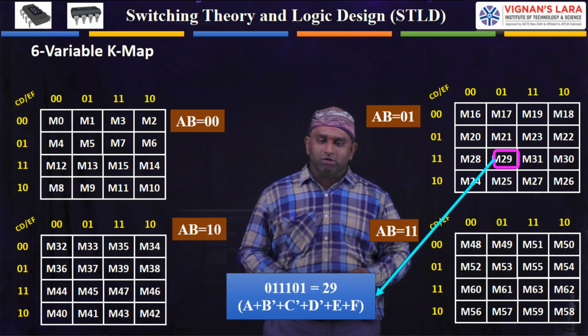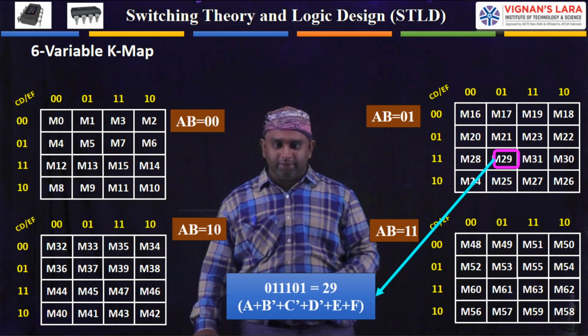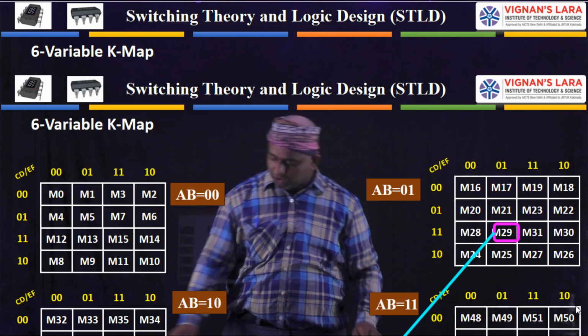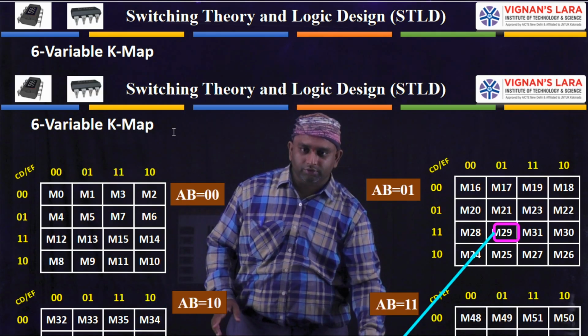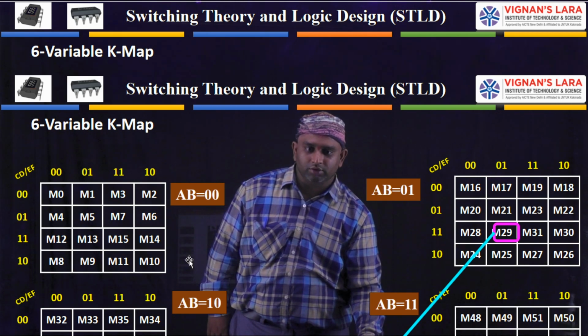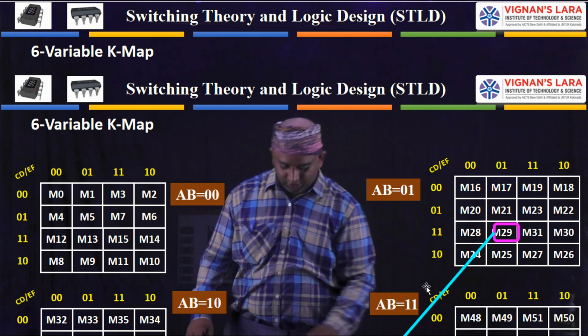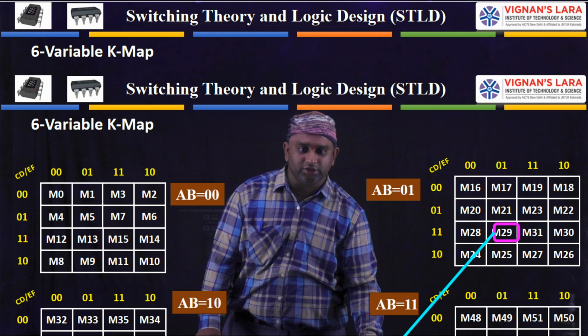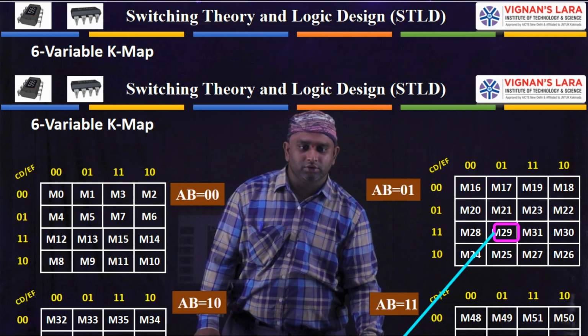Okay, I have made a mistake here, so this is not correct. It should be B bar, C bar, D, E, F bar. F bar, we made the mistake. Right, now it's clear.